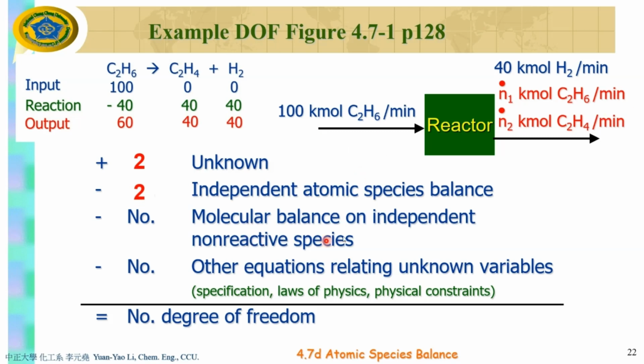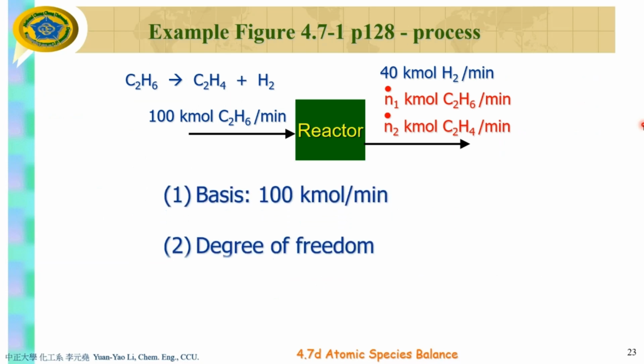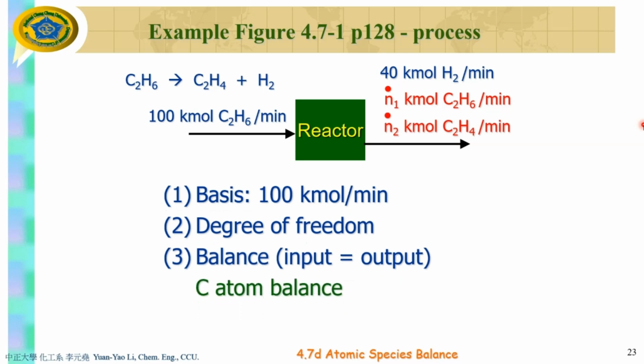Do you have any molecular balance here? No, there's no inert gas. So this will be 0. So 2 minus 2 will be 0. So you have 2 equations. You can solve for the 2 unknowns. Okay, so just as an example, in the degree of freedom analysis, you can do the carbon atom balance and the hydrogen atom balance. So you only need 2 equations.